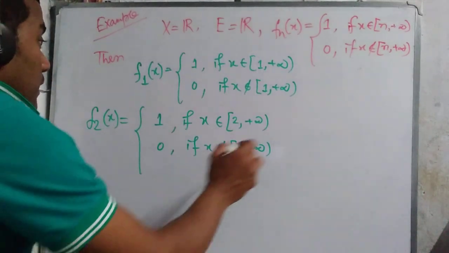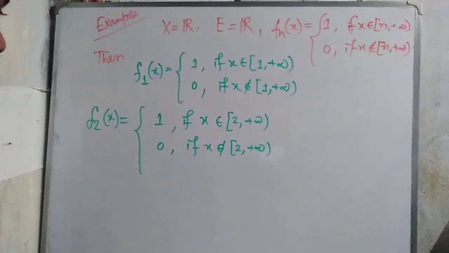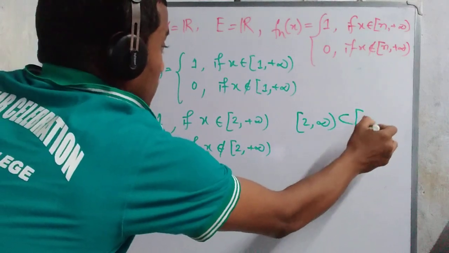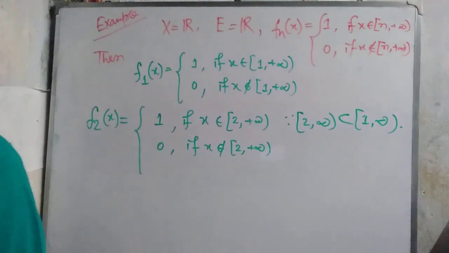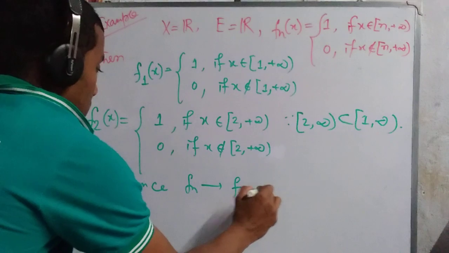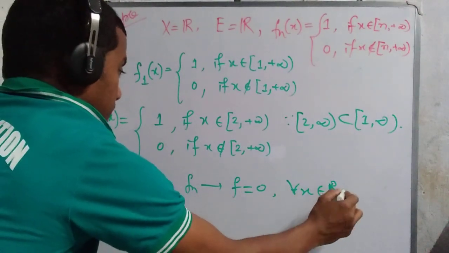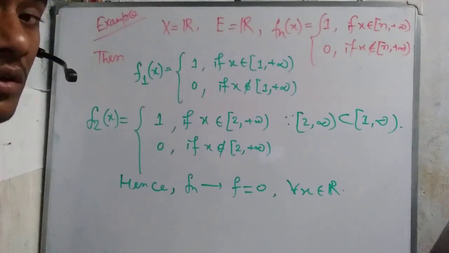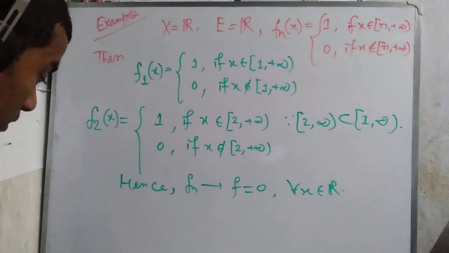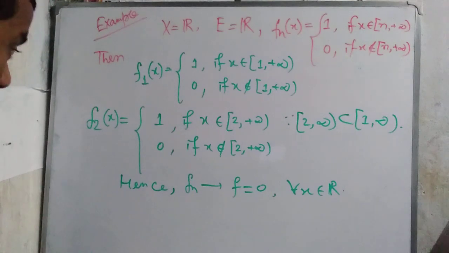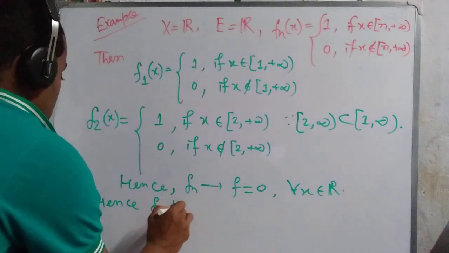Now what happened? f_n(x) is here, so f_n(x) converges to what? And obviously [2, infinity) is a subset of [1, infinity). In this way we write [n, infinity). Hence f_n converges to f equal to 0 for all x belonging to R, because if you take n, then after n steps f_n tends to f equal to 0. Obviously that means f_n is pointwise convergent. Hence f_n is pointwise convergent.